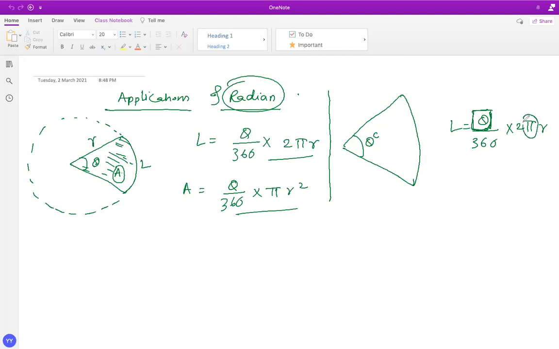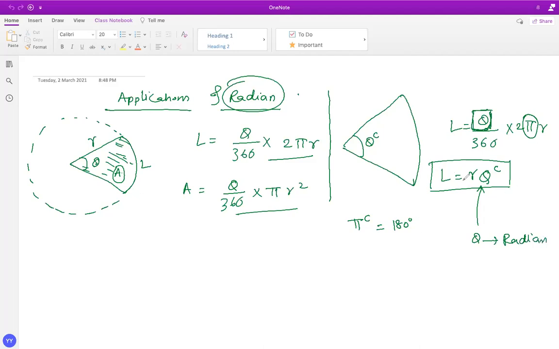Now if I look at this part, we just showed the equivalence that pi radians is 180 degrees. So I can say this is 2 times 180 and this is 360, and the 360s get cancelled. So the length of the arc formula is r theta, where theta is in radians.